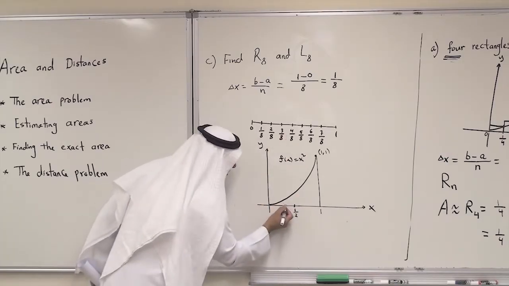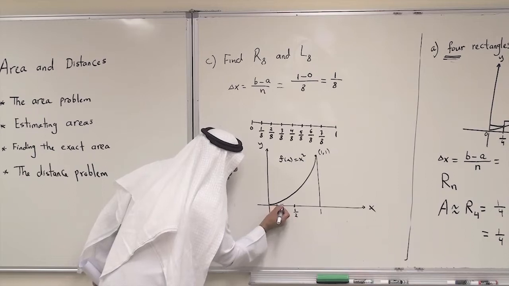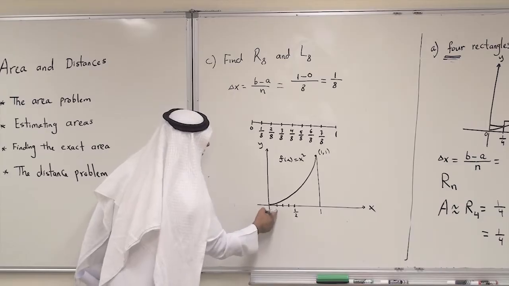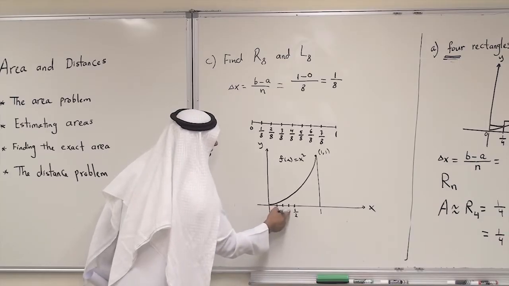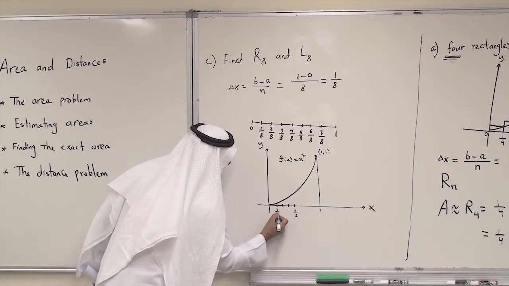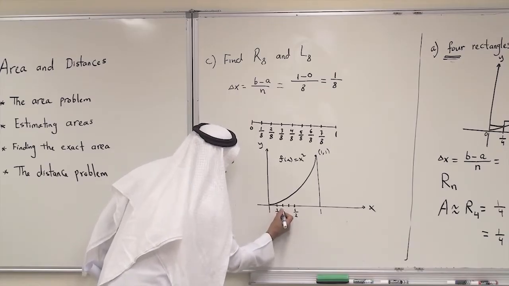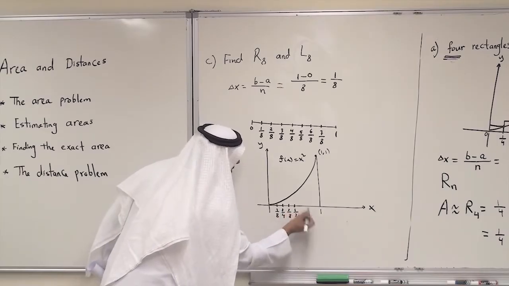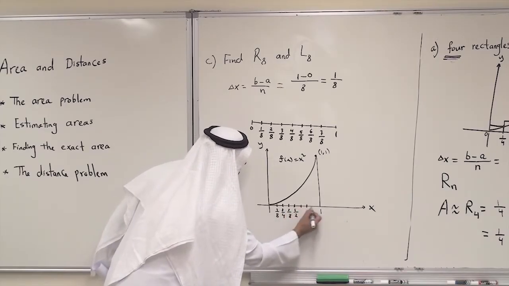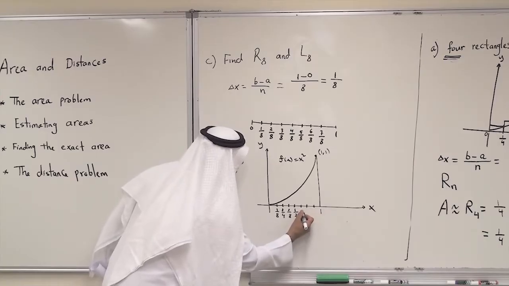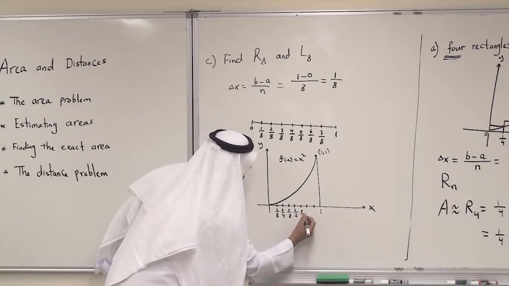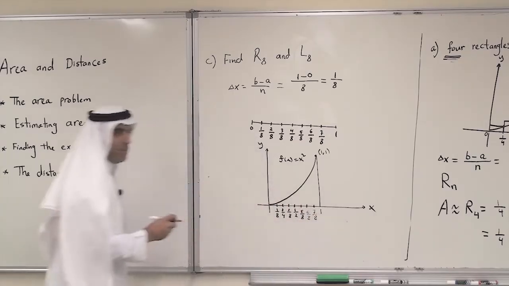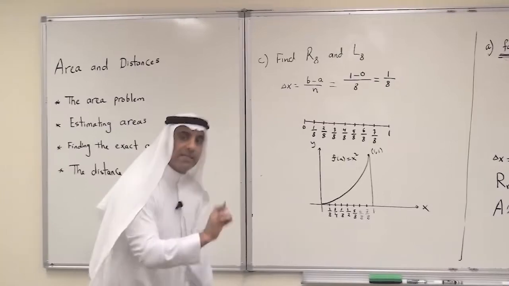Then we need to make a partition like this: 1, 2, 3, 4. So this is 0, then 1 over 8, 2 over 8, 3 over 8, 4 over 8, and so on. This is 2 over 8, that is 1 over 4 if you like. Then you do the same here: 5 over 8, 6 over 8, 7 over 8, and finally 1.